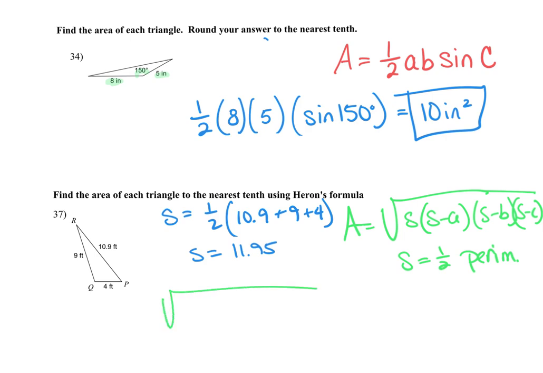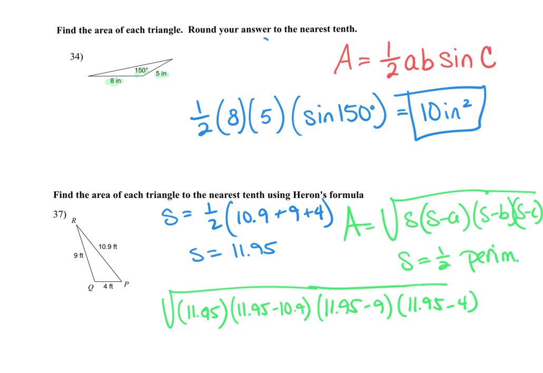You're going to say the square root of 11.95 times 11.95 minus your 10.9, 11.95 minus your 9, and 11.95 minus your 4. All right. And when you put it all in, you're going to round to 1 decimal place, 17.2 square feet. So at this point, you want to round after you plug it in. Don't round your 11.95 or you're going to be further off.